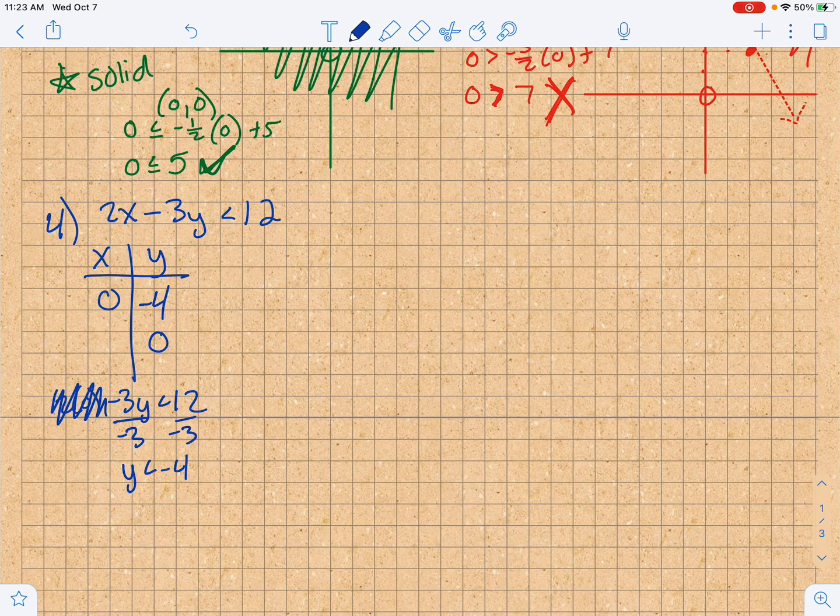Now do the same thing for the x-intercept. So we're going to plug 0 in for x. So we have 2... No, I just did that backwards, didn't I? Sorry. That's my y-intercept. Now we're going to plug in 0 for y to find our x-intercept.